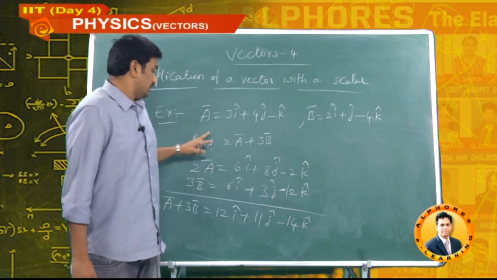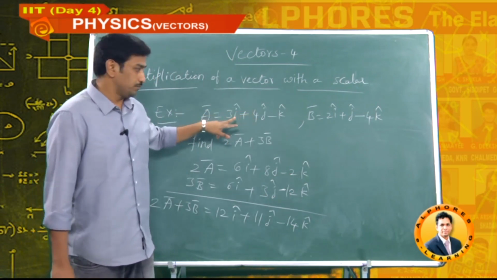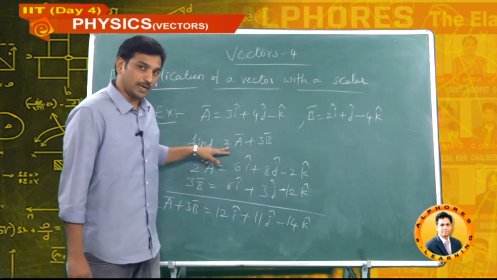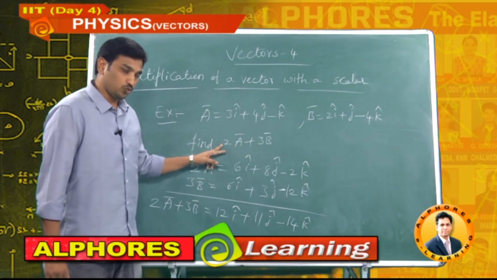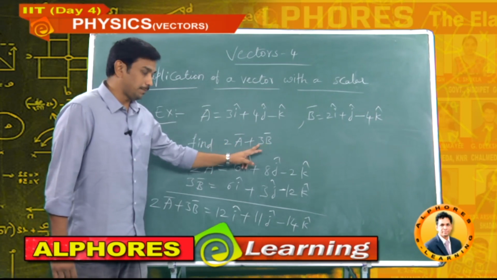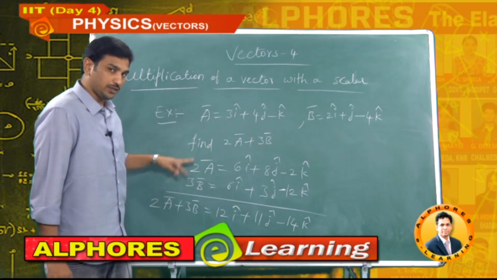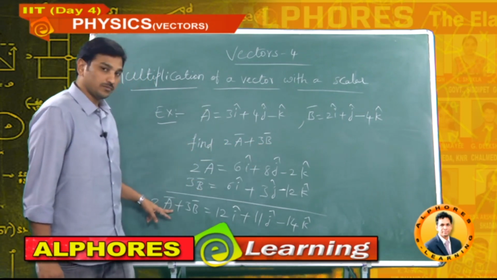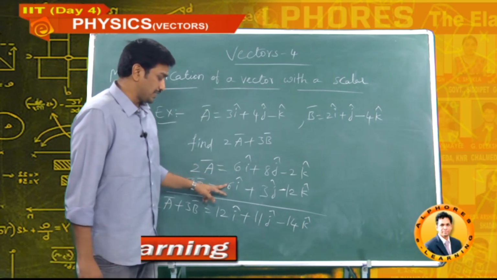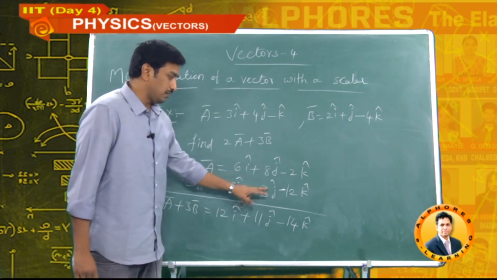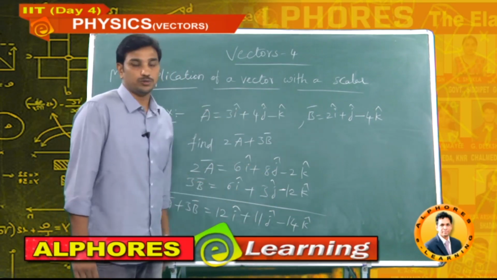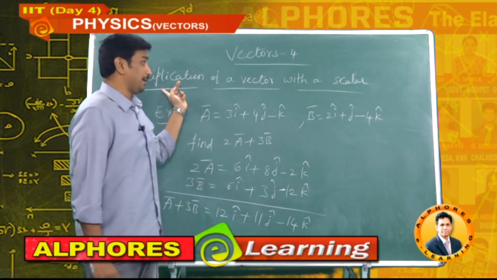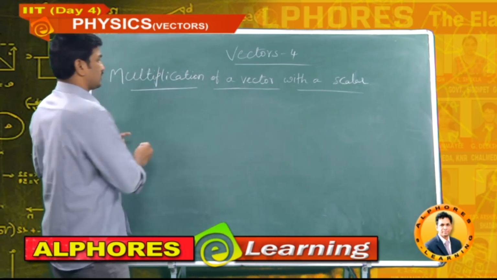Simple. a bar and b bar are given in the question. Now they are asking me to calculate 2a bar plus 3b bar. a bar multiplied with 2, b bar multiplied with 3, and for both the equations I have taken addition. Now the final answer: 6 plus 6, 12; 8 plus 3, 11; minus 2 minus 12 is minus 14. So in this way we should do multiplication of a vector with a scalar. Now see one more example.